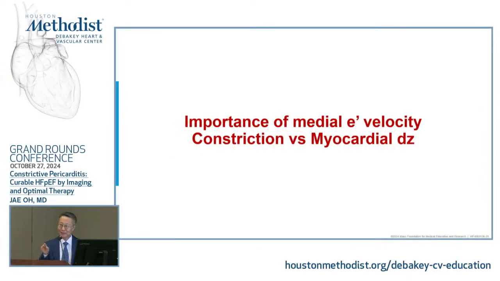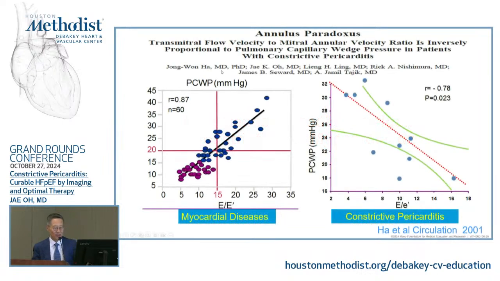So I'm trying to emphasize, we talked a lot about that yesterday evening during dinner time, the importance of E prime velocity. I think the E prime velocity really tells us the health of the myocardium. But in constriction it is higher, not because of healthy myocardium, but because of the constrictive myocardium that has to increase the annulus motion to fill the ventricle. So this is interesting.